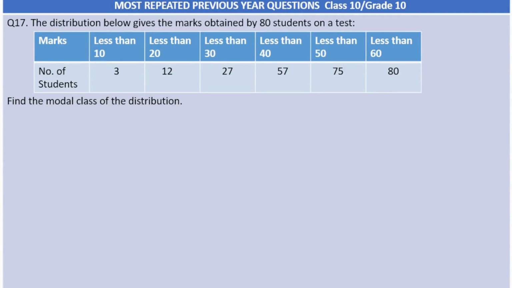Now let's start with this question from statistics. The distribution below gives the marks obtained by 80 students. Less than 10 marks, how many students have kept? 3. Similarly, less than 20 marks, 12 students have kept. Less than 30, 27. Less than 40.